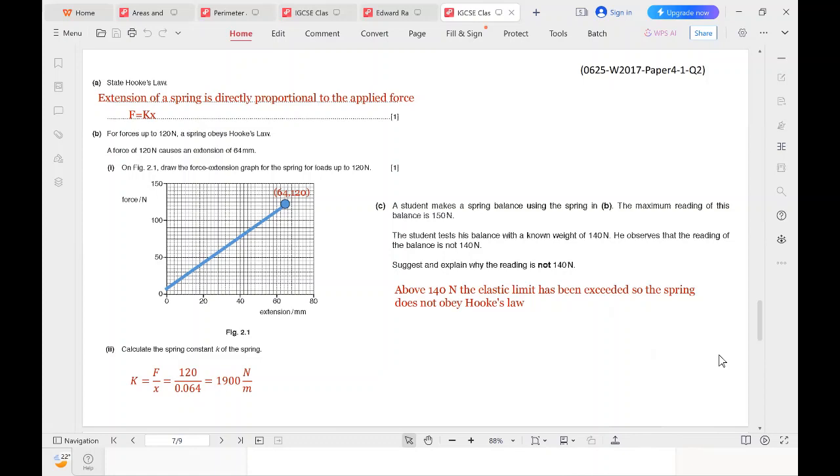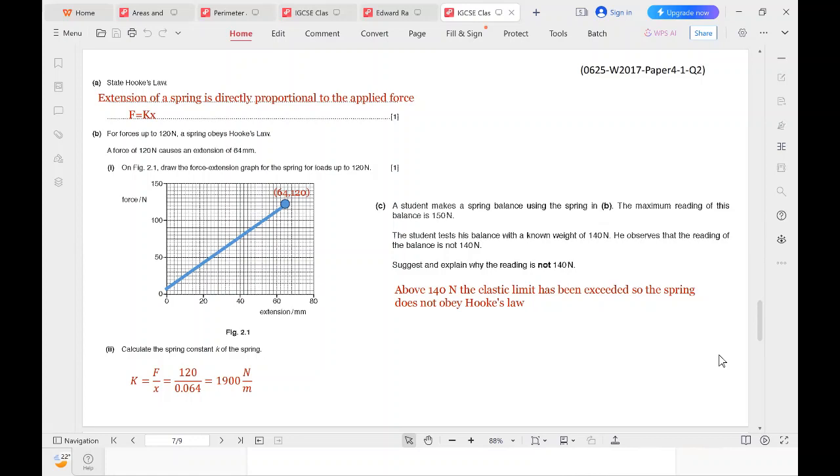For B, we're told for forces up to 120 newtons, a spring obeys Hooke's law. A force of 120 causes an extension of 64. Draw the force extension graph for loads up to 120.